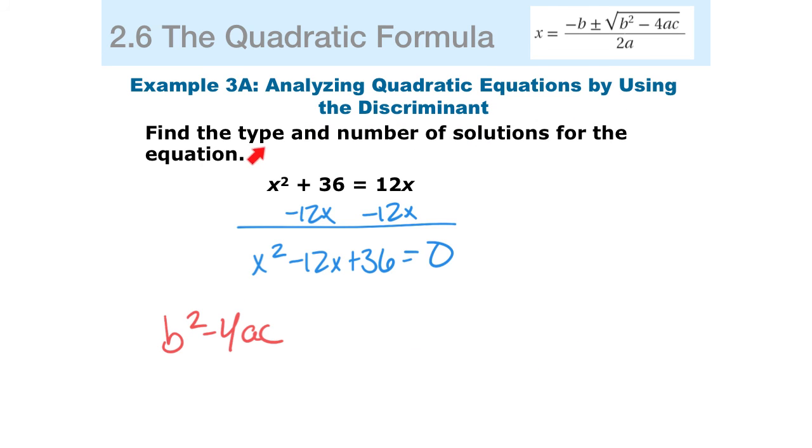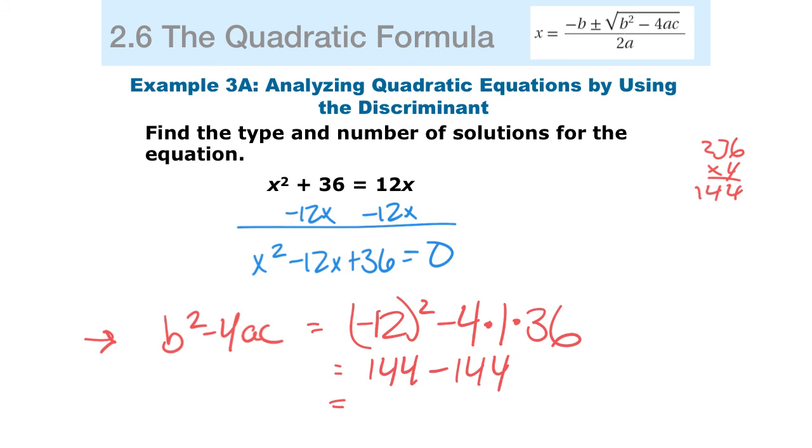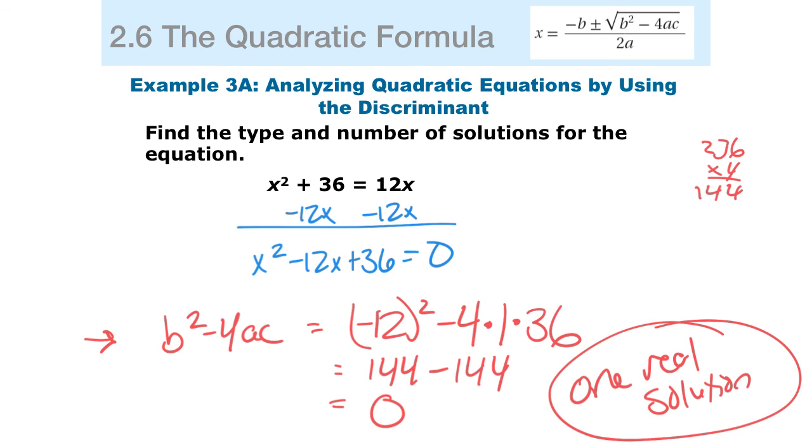In this problem, they're telling us just to find the type and number of solutions for this equation. So first thing, I need to write this equal to 0. So I subtracted 12x from both sides, so I get it equal to 0 so that I can use the quadratic formula. And if I'm only looking at what kind of solutions I'm going to end up with, I can just use the discriminant. And so I would have -12 squared, that's my b, minus 4 times a times c. As I simplify this, I see that it ends up being 0, which means that I'm going to have 1 real solution. This is going to touch the x-axis in one spot.